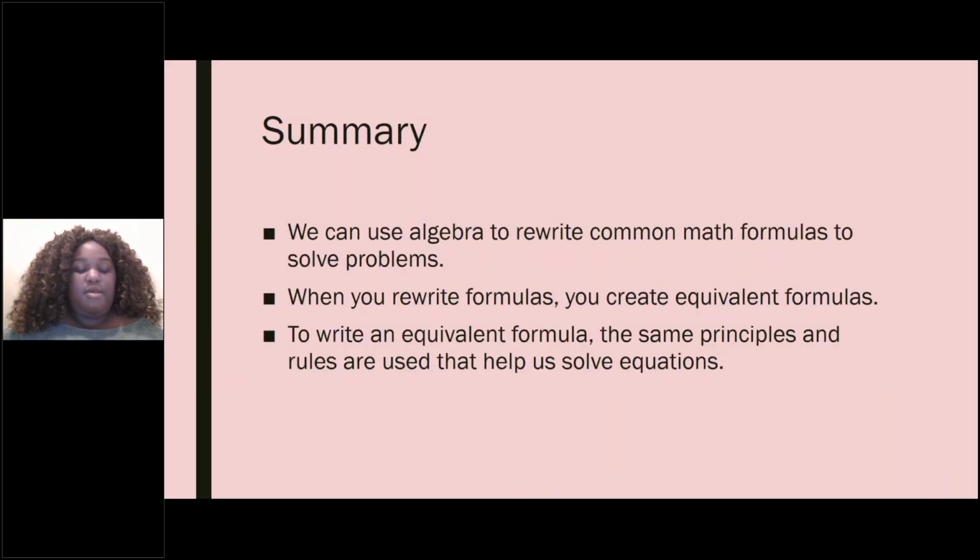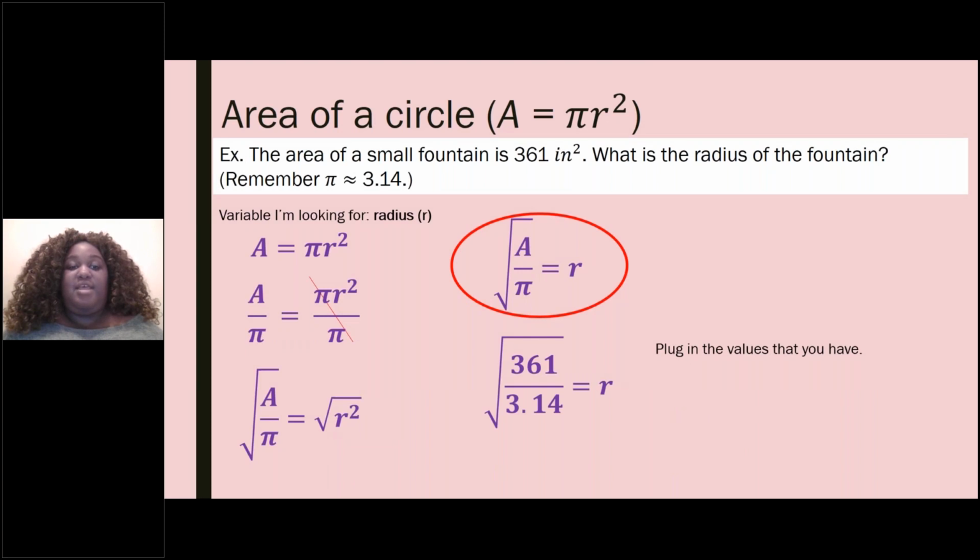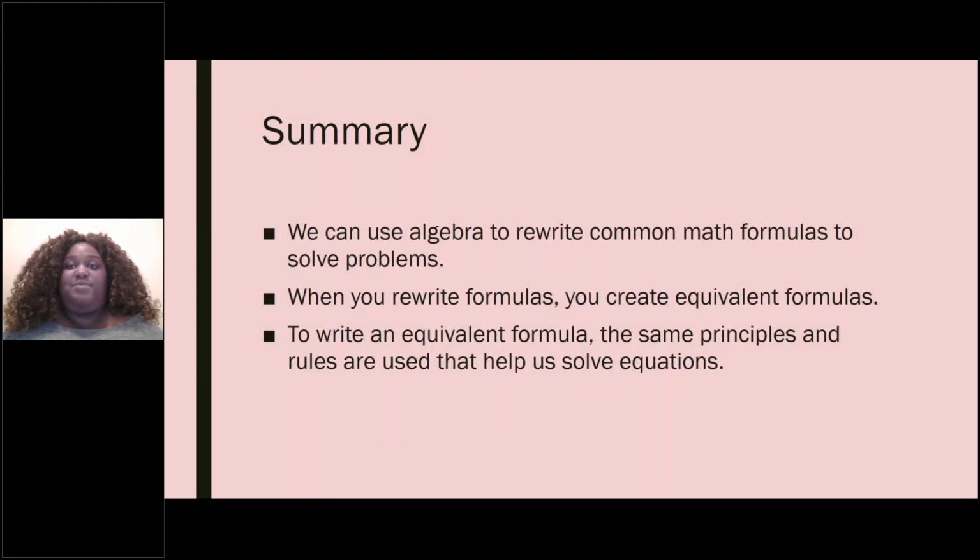All right. So just to conclude, what you see through the formulas is that we can use algebra techniques that we already learned to rewrite some common formulas that we have to solve different problems. And when you rewrite those formulas, you create equivalent formulas. So we're not changing the values of anything, we're just rearranging. And to write that equivalent formula, use the same principles and rules that we used before to solve equations. So I just did a few to show you how it works with different formulas. But as you can see, as we went on, it's the same steps.